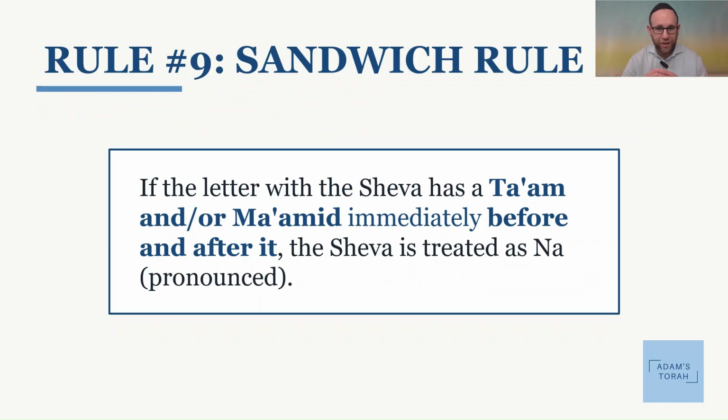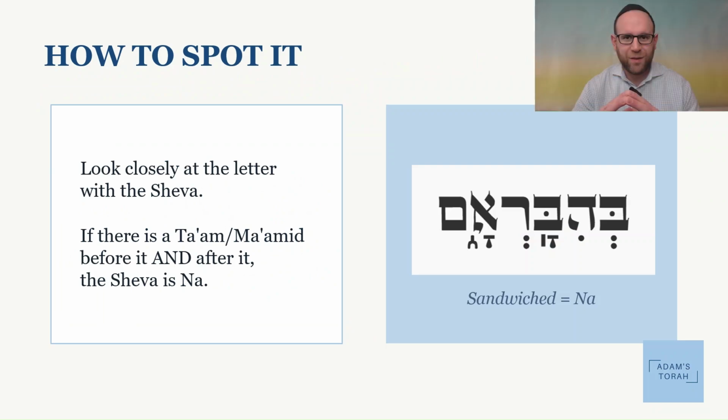One more time. If you have a letter with a sheva, and the letters immediately before it and immediately after it both have a ta'am and or a ma'amid, that sheva that's in the middle of the sandwich is going to be a sheva na, and it's pronounced. So let's look at an example to see how to spot it.